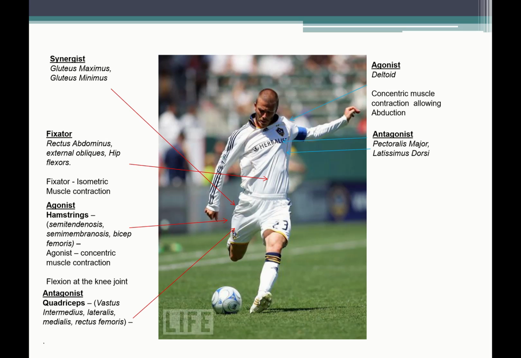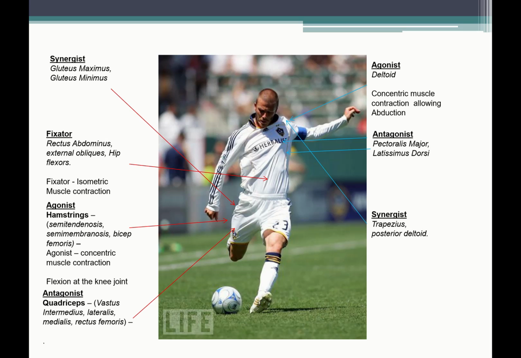The antagonist, so the muscle which is working against the agonist and therefore acting as a brake, well, there are two muscles here which are doing that job, and that's the pectoralis major. As you can see, the chest will actually stretch out and act as a brake for the deltoid, and also the latissimus dorsi. So the latissimus dorsi once again will stretch, elongate, and therefore act as a brake for the agonist.